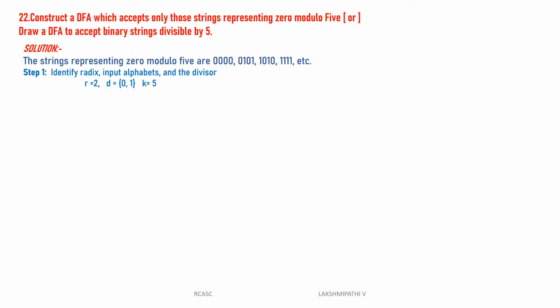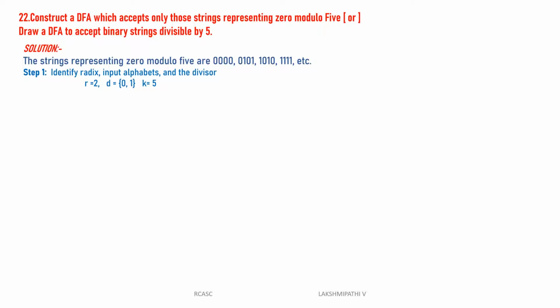Any number divisible by 5, those strings only we are considering. That is K is equal to 5. Clear? If you have any doubt in this radix, one more thing, the input symbol D, then K is equal to the divisor. If you have any doubt in this, students, it is clear now.